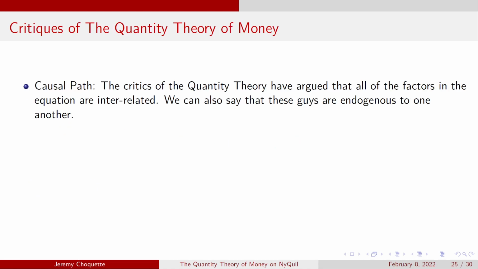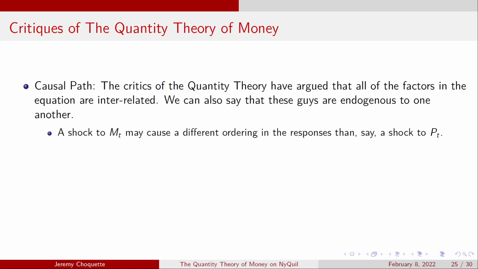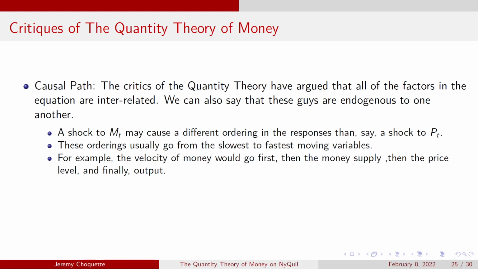Now, one of the issues that people have had with the quantity theory of money is what's known as a causal path. Critics of this theory have argued that all the factors in the equation are interrelated. Right, so we can say that these are endogenous to one another. If you change one, you're going to be changing all the others as well. A shock to the money supply will cause a different ordering of responses than, say, a change to the price level. These orderings usually go from the slowest to fastest moving variables. For example, velocity of money would go first, then the money supply, price level, and finally output.